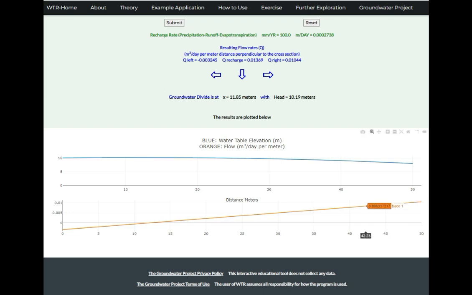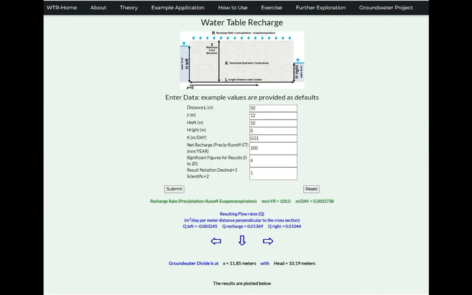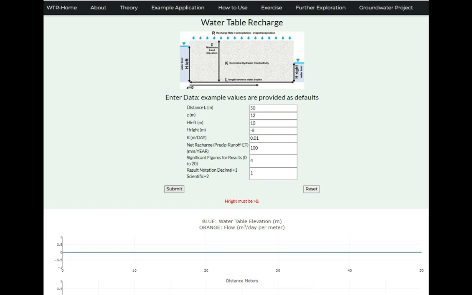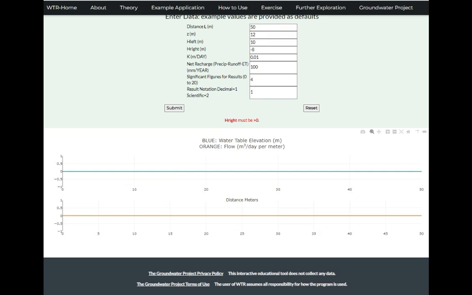If I input unreasonable values, messages are provided to draw attention to input errors and the possibility that the results are unexpected or unreasonable. For example, a negative value for a head at a boundary represents a physical impossibility because it means the thickness of the aquifer at the boundary is less than 0, so no flow could occur. Thus, if I enter a -8 for the head on the right, rather than getting results, a message appears in red, indicating the head must be greater than 0. Results are not printed, and the graph shows 0 for every value of X. If I correct the error and press Submit, the results are displayed.